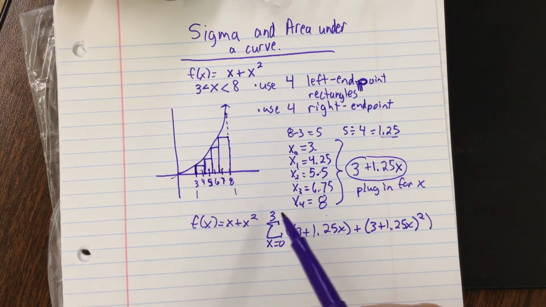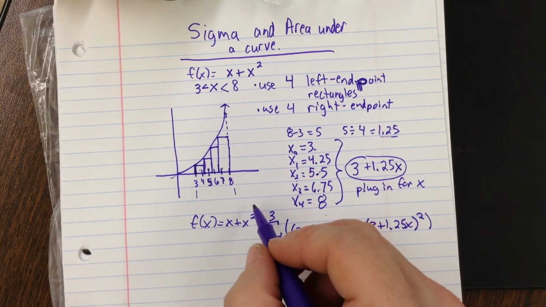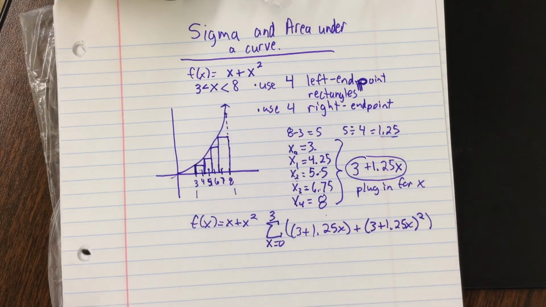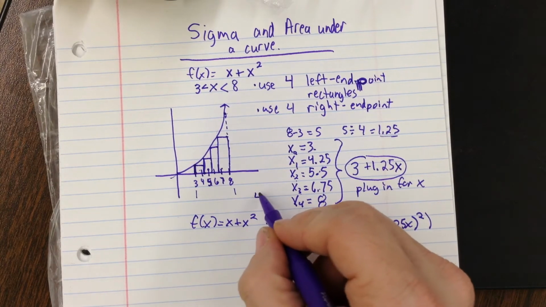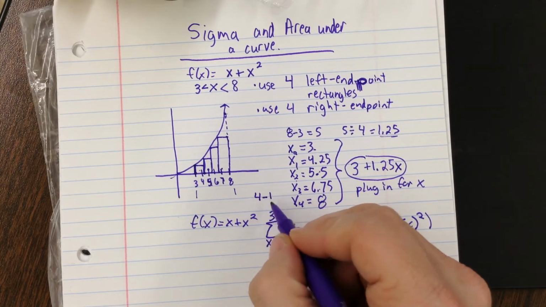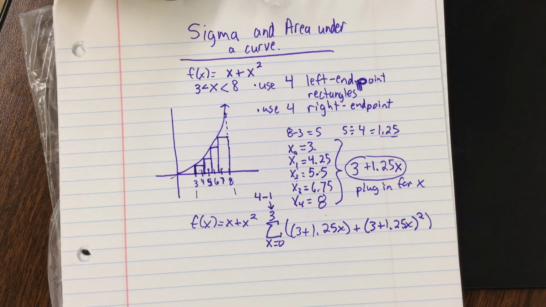Fun fact, the number on top for left endpoint rectangles, this is always one less rectangle. This is 4 rectangles minus 1. That will always be your top index when you're talking about left endpoint rectangles. So that's always going to go there. And then that would be the sum of all of the y values, all of the heights.